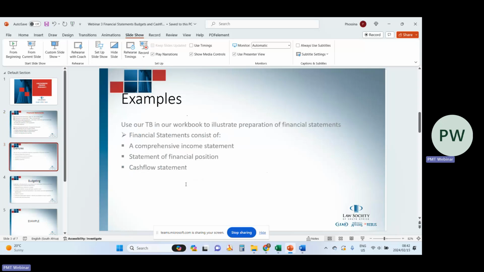Usually they have a cover page, and then an index which shows the page numbers. The third page normally shows the business information. For example, we show the nature of the business, the directors, the address, the bankers, and the tax number. Then the fourth page is usually the directors' responsibility statement, showing that they are responsible for the financial statements. And the fifth is usually the accountant's report.